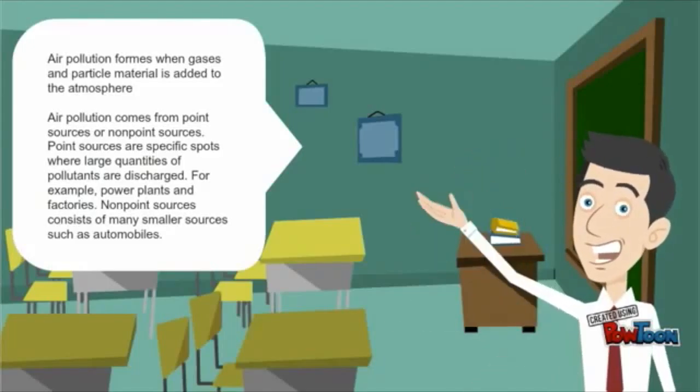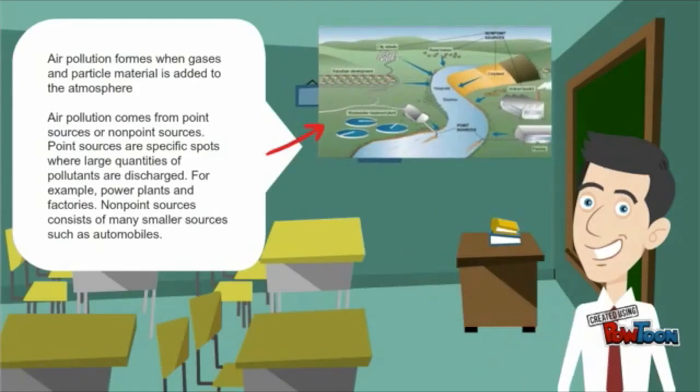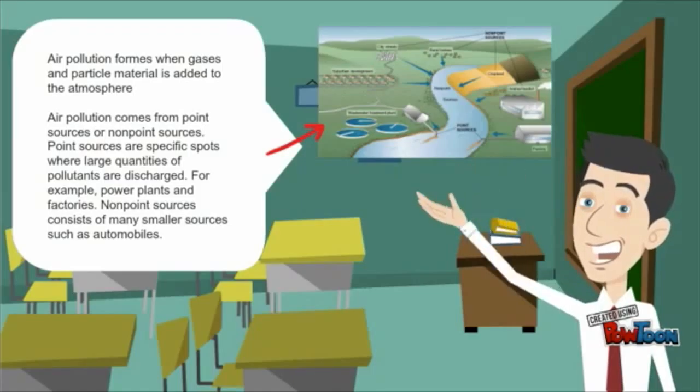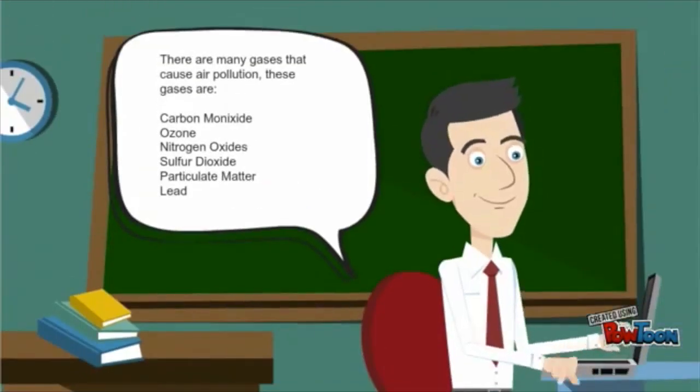Air pollution forms when gases and particle matter is added to the atmosphere. Air pollution comes from point sources or non-point sources. Point sources are specific spots where large quantities of pollutants are discharged. For example, power plants and factories. Non-point sources consist of many smaller sources such as automobiles.